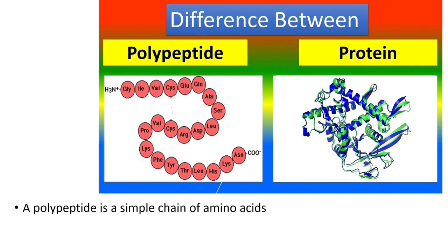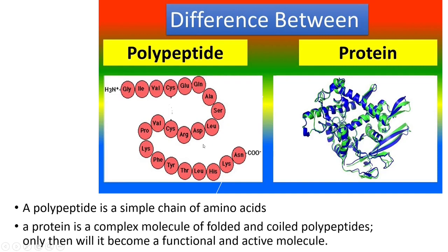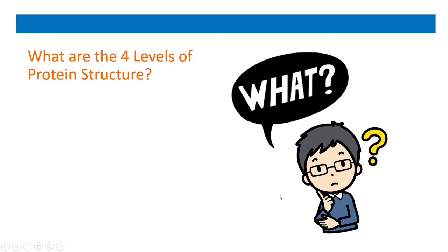Put together, the polypeptide is simply a chain of amino acids, the sequence or string of amino acids, while the protein is a complex molecule made up of folded and coiled polypeptides. Take note of this very important characteristic: it is the protein that becomes functional and active. This means the polypeptide is not yet active, not yet functional, while the protein is the one that functions and is considered the active molecule. Sometimes people interchange these two words, but this is the difference between them. The polypeptide is a simple chain of amino acids, while the protein is complex, folded, and coiled, and becomes a functional, active molecule.